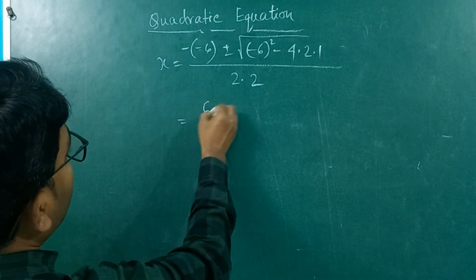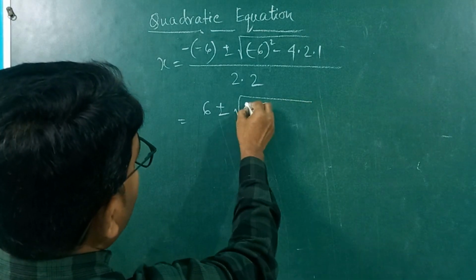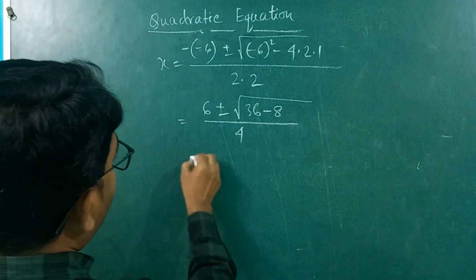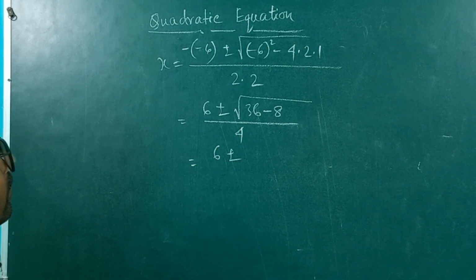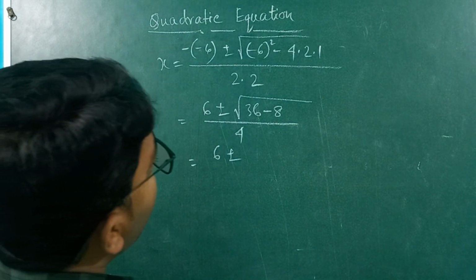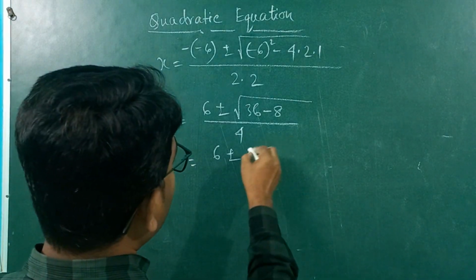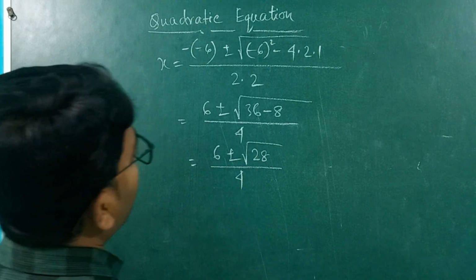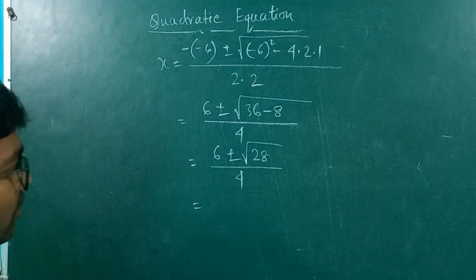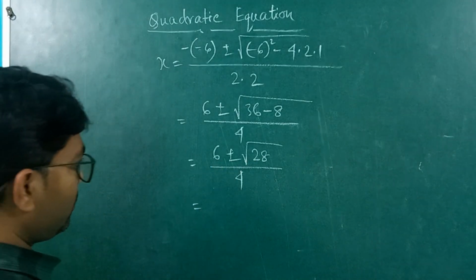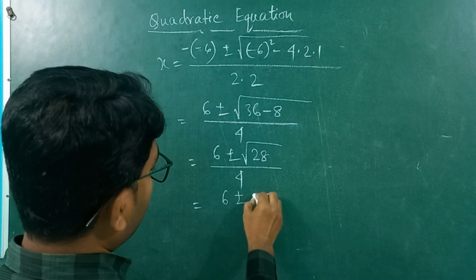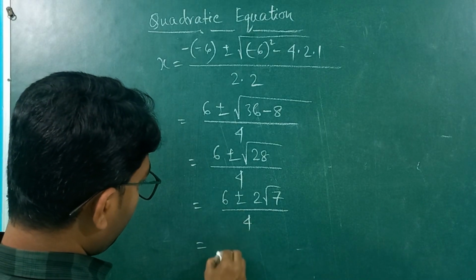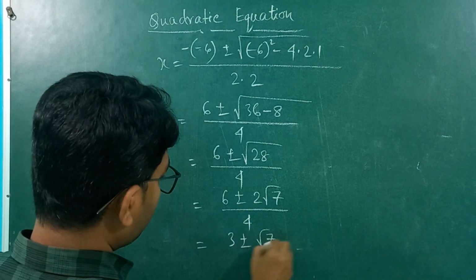This becomes 6 plus minus root over 6 square, 6 square is 36, minus 8, by 4. That is 6 plus minus root over 36 minus 8. 36 minus 8 means 28, by 4. And what is root 28? Root 28 means 7 fours are 28, so 2 root 7. So 6 plus minus 2 root 7 by 4. You can cancel by 2, that is 3 plus minus root 7 by 2.